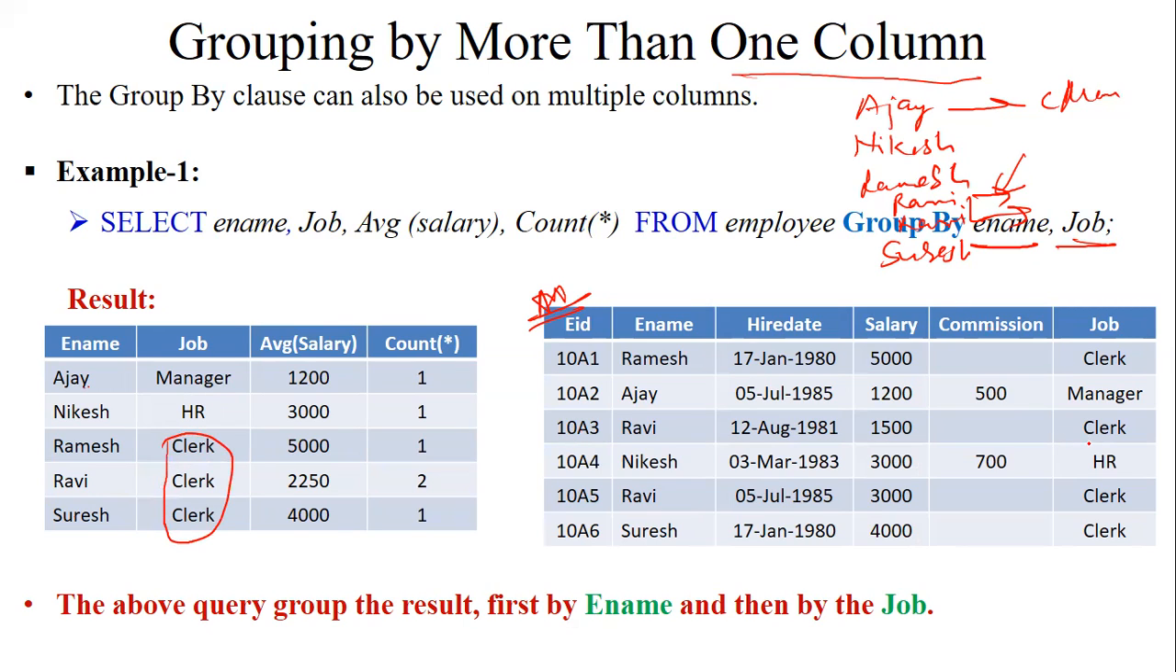If I specify instead of this clerk, if I write here HR, then what will happen, बताओ, what will be the result of this table? क्या होता. तो 2 अलग एंट्री हो जाती. 2 अलग एंट्री रवि के लिए.